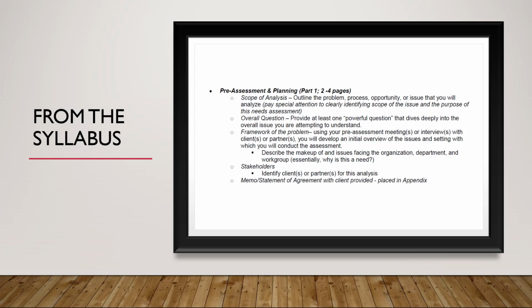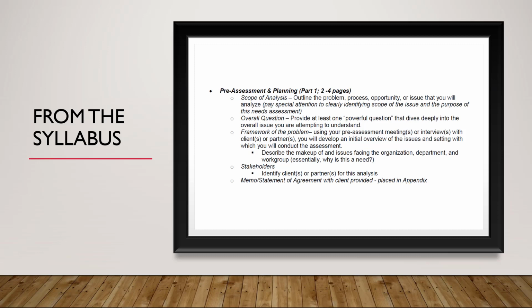Using your pre-assessment meeting, that's when you find out more information, or if you're interviewing other people, the chief of the production line or the floor manager, etc., make sure you gather that information, so you find out exactly the framework of that problem. Within that, you have to describe the makeup and the issues facing the organization, the department, or the work group, or the person, or the group of people, who the stakeholders are. Identify the clients or the partners that you will use for this analysis.